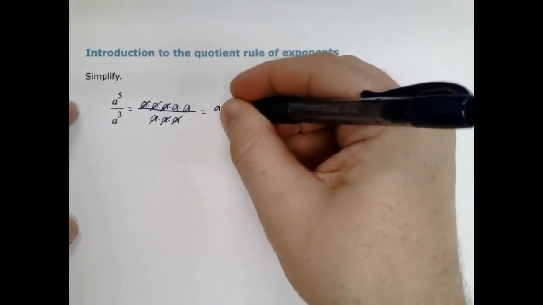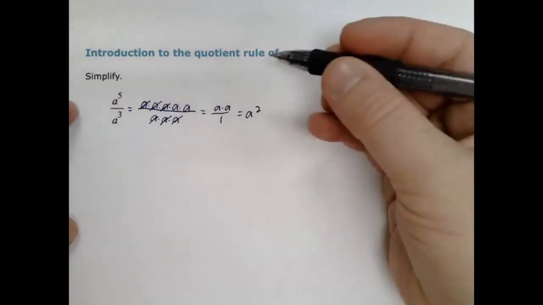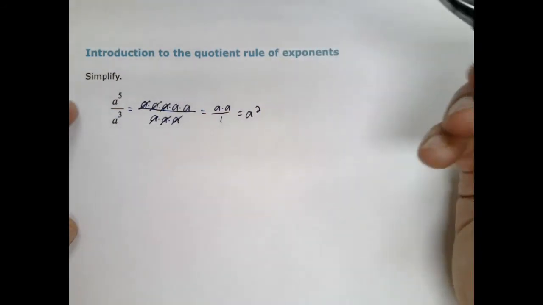So we end up with a times a over 1, or a squared, right? So a times a is a squared over 1. We don't need to write that.